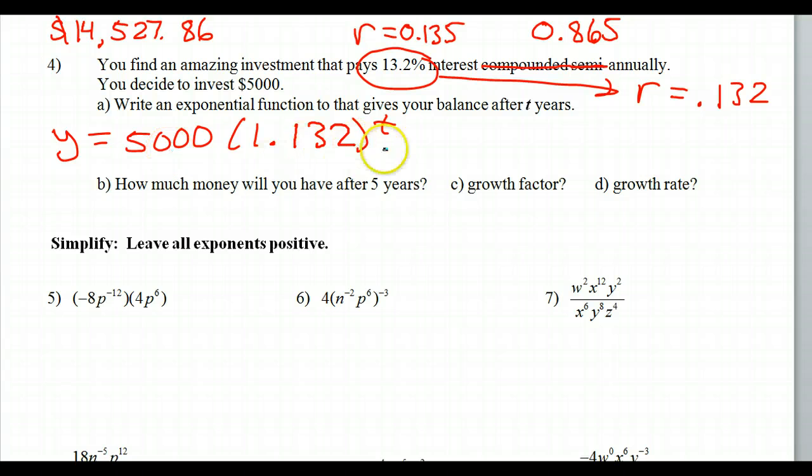So this is the model. What is the growth factor? Well, that's the 1.132. That's the growth factor. What's the growth rate? Well, that's this decimal, 0.132. How much money will we have in 5 years? Use this function and let t be 5.